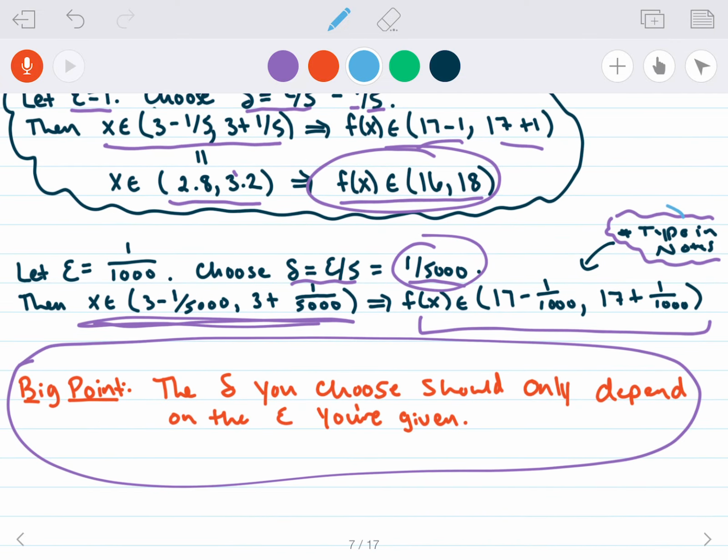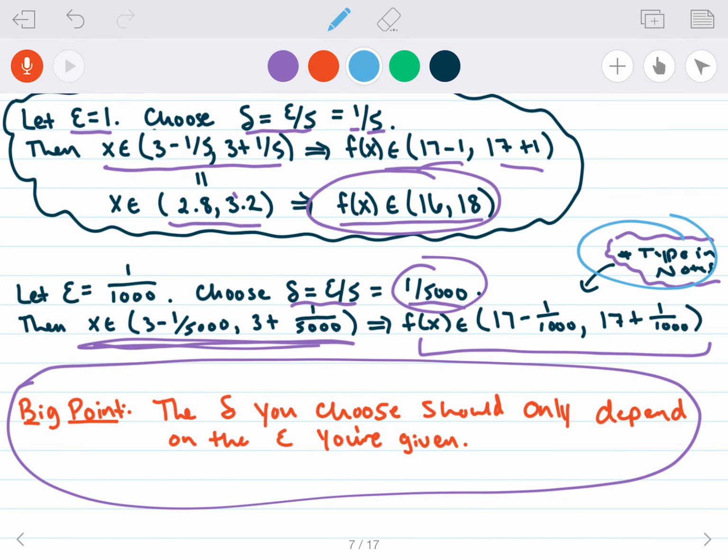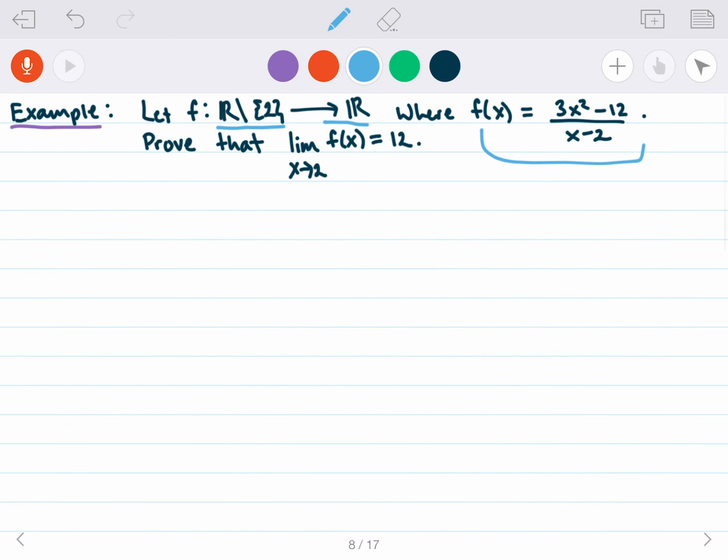There's a typo in the notes that I wanted to mention here. I think I put in the notes that f of x was between 17 minus 1 over 5,000 and 17 plus 1 over 5,000, but it should be 1,000. All right. So let's go ahead and prove that the limit of this function is 12.